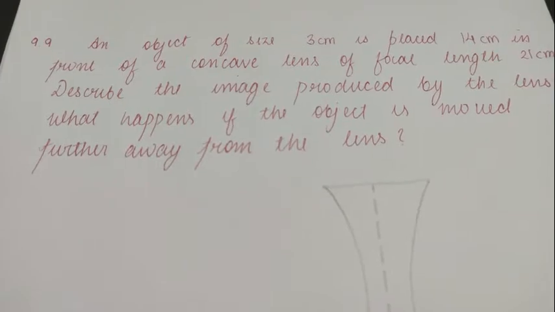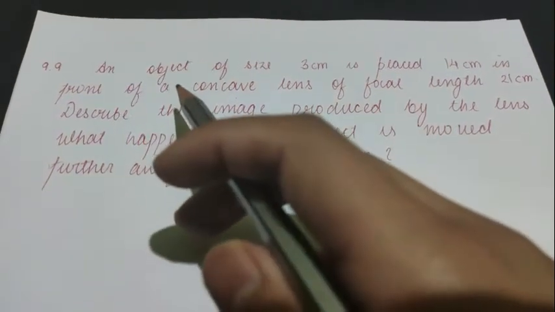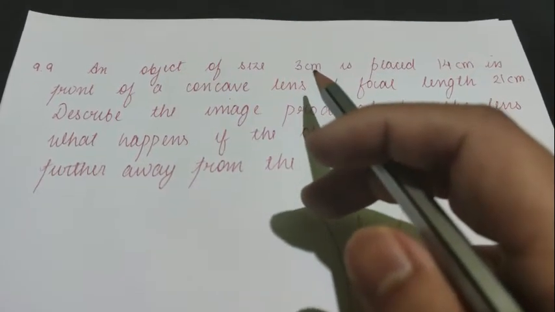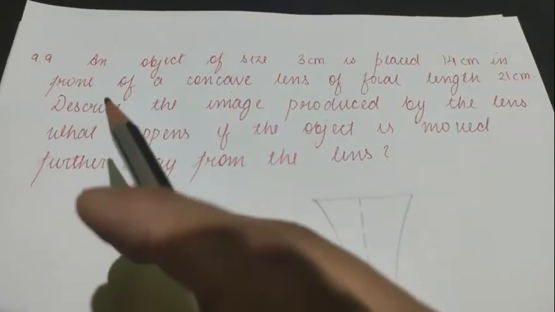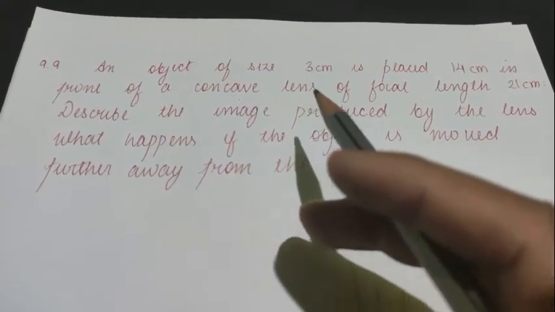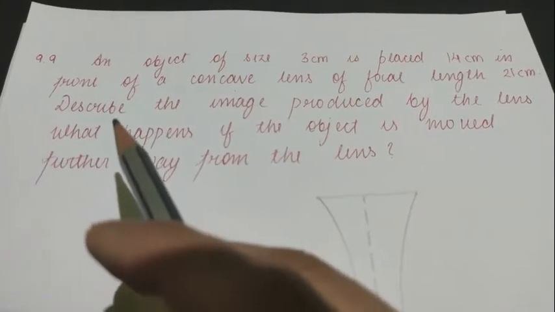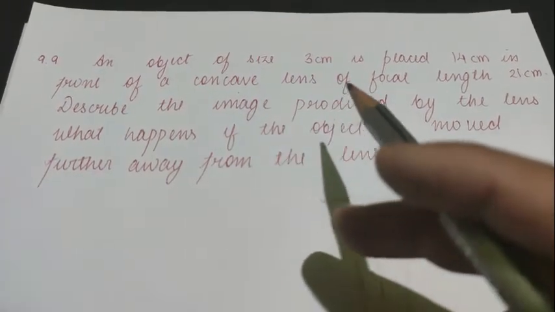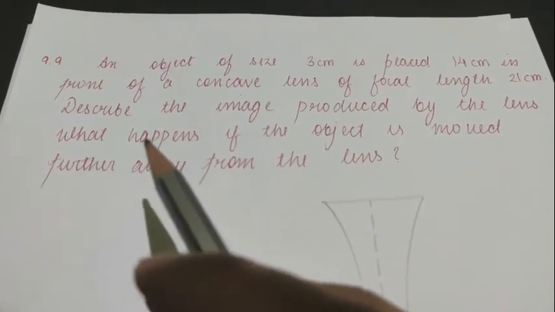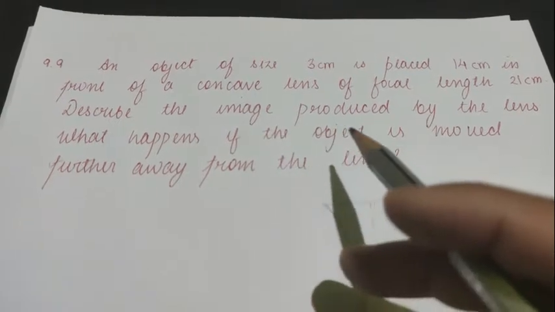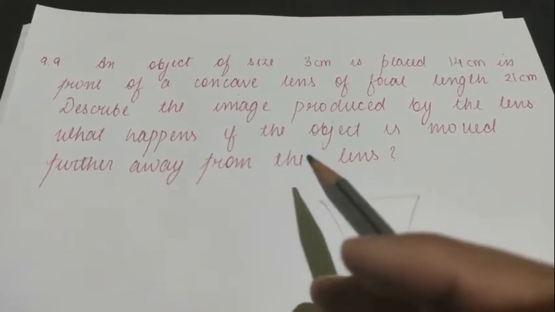Okay, now coming to our question. An object of size 3 cm is placed 14 cm in front of a concave lens of focal length 21 cm. Describe the image produced by the lens. What happens if the object is moved further away from the lens?